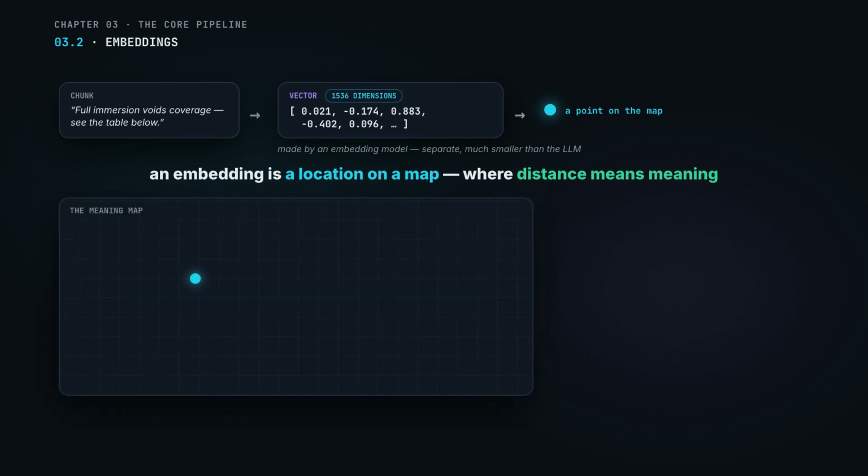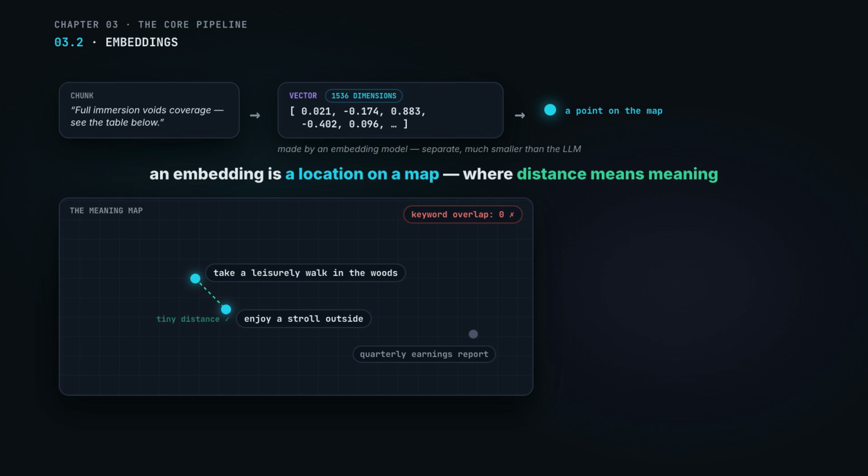Watch, take a leisurely walk in the woods. Enjoy a stroll outside. Not one meaningful word in common. A keyword search scores them 0. Their embeddings land side by side. That is the superpower, retrieval by meaning, not by matching.